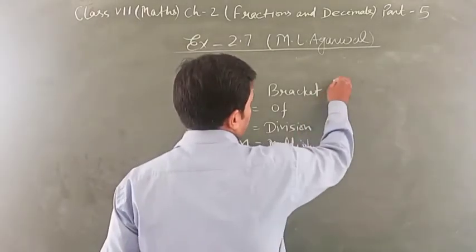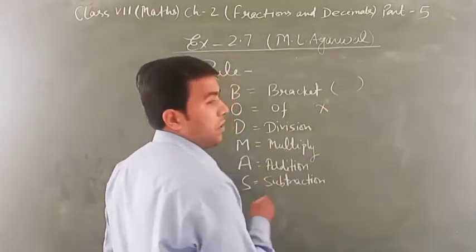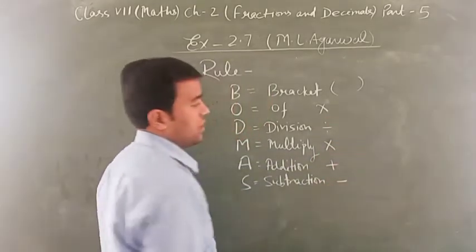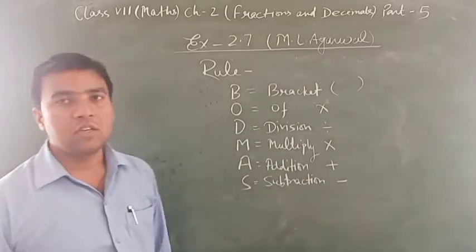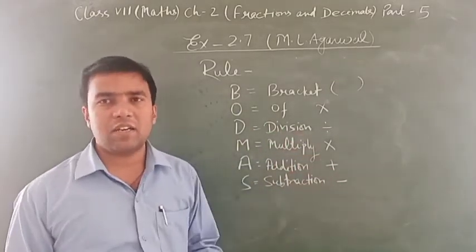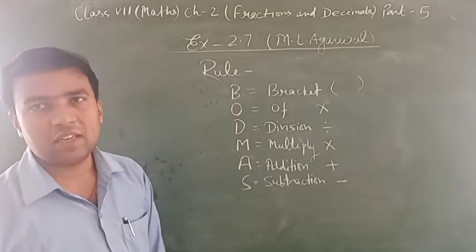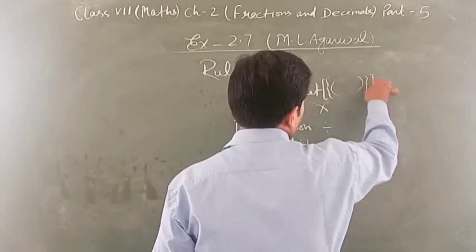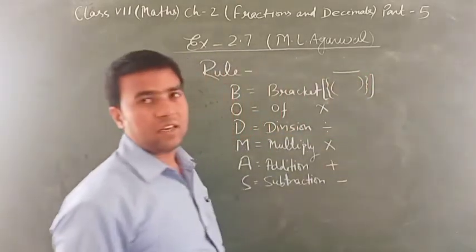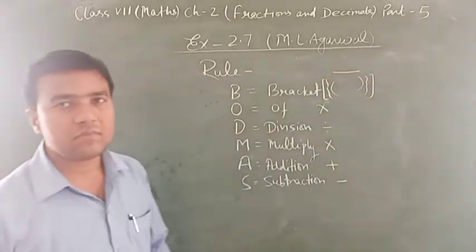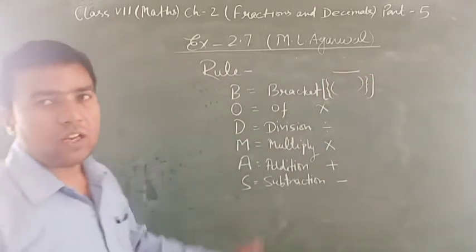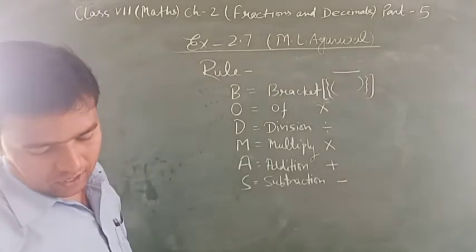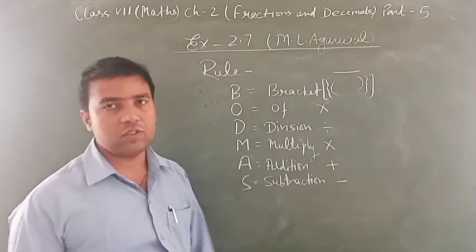B means bracket. Of means multiply, then the division sign, multiply, addition. Clear? These are the signs. Brackets: small bracket, curly bracket, bar bracket, big bracket. Clear? Means big bracket, curly bracket, bar bracket. Note down this rule before starting exercise 2.7. After that, I will explain the first question.